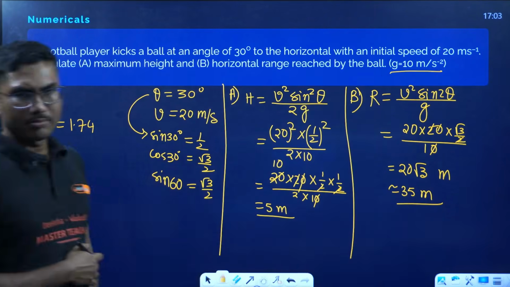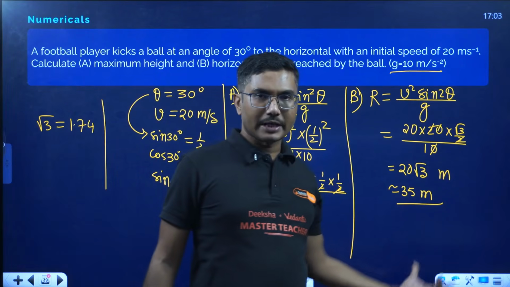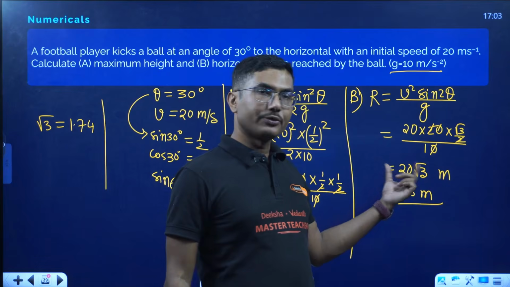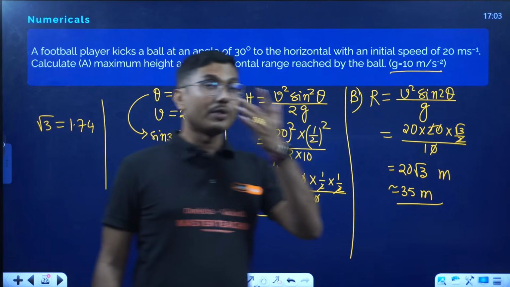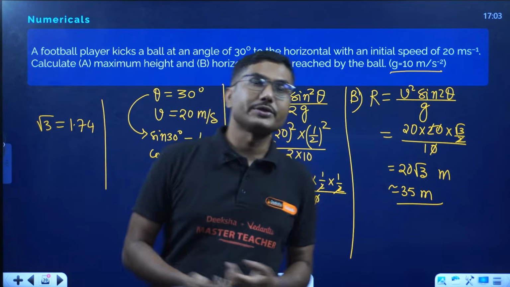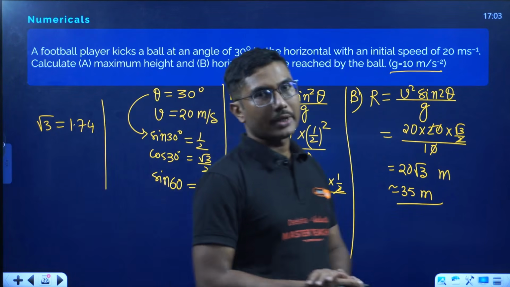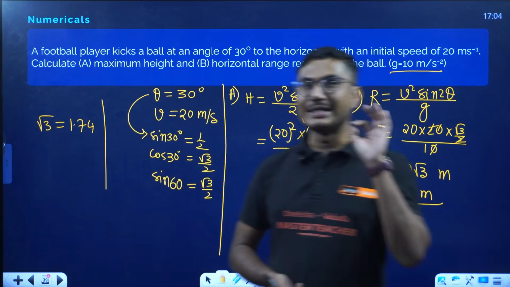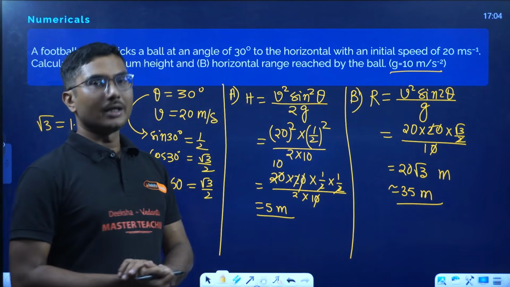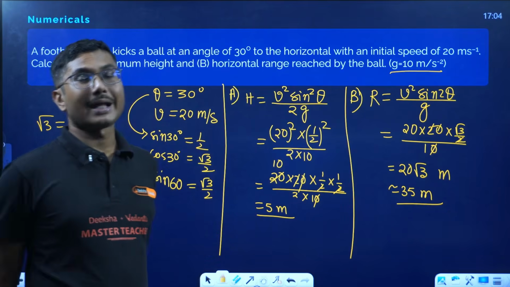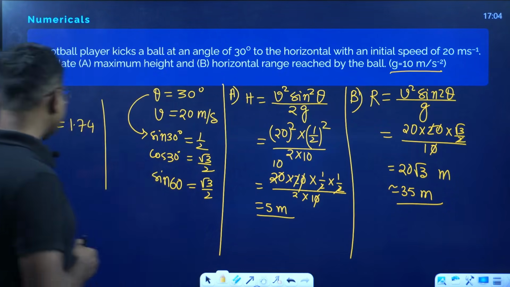Approximately 35 meter. Obviously, in KCET, both options can be tested, 20 root 3 or 35 meter, because they want to check whether you know the closest value of root 3. Root 3, root 2, at least these two roots, and the value of pi, these are the expected values that you should remember and apply in the exam as well. So these are the 3 questions that I have solved.